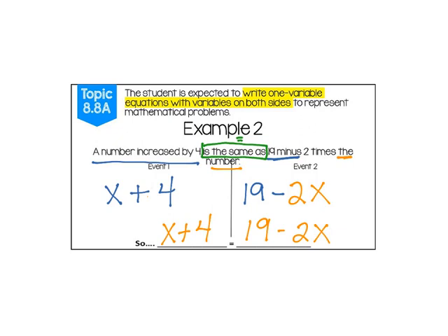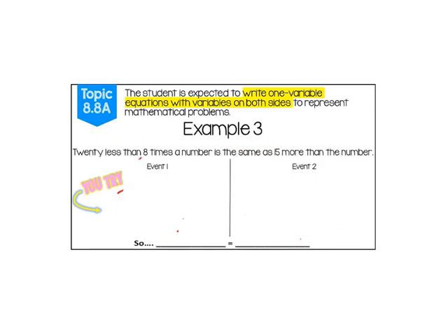All right. For example number 3, go ahead and pause the video. Go ahead and see if you can write this equation and then come back and check to see if you're correct. Okay guys, so hopefully you paused the video and worked example number 3 out. I'm going to go through this to make sure you got it correct.